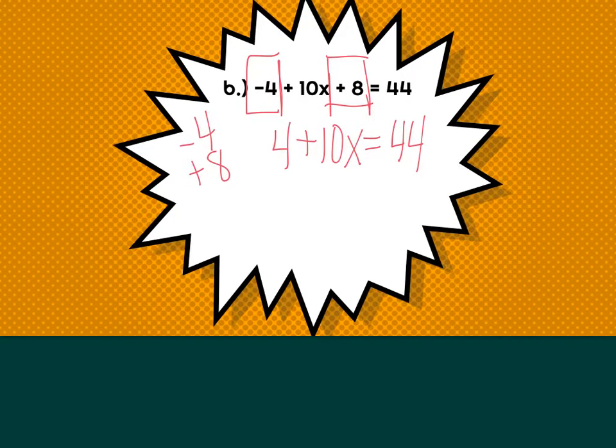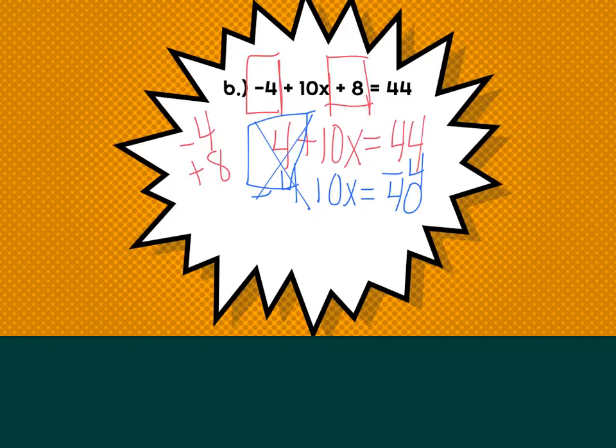Right now we have the 10x in the middle, and we want to get rid of what is with it, which is this positive 4. So if you add 4 to it, the inverse operation is to subtract 4. So that gets rid of that 4 and leaves us with just 10x. Then we have a positive 44 and a negative 4. They're different signs, so you subtract. 44 minus 4 is 40, and the 44 was a larger number, so we keep the positive sign.